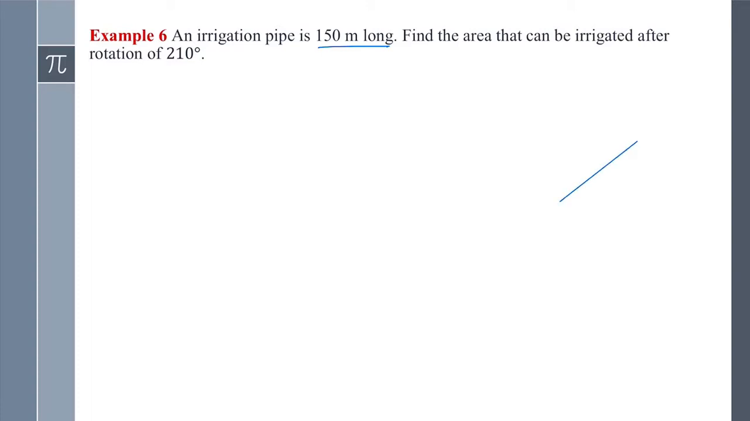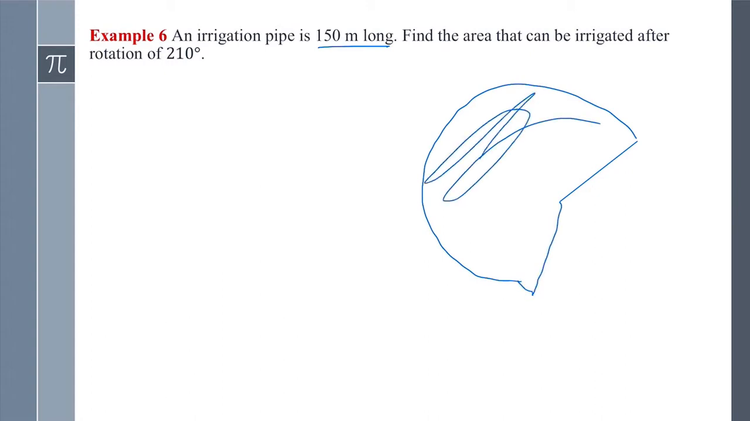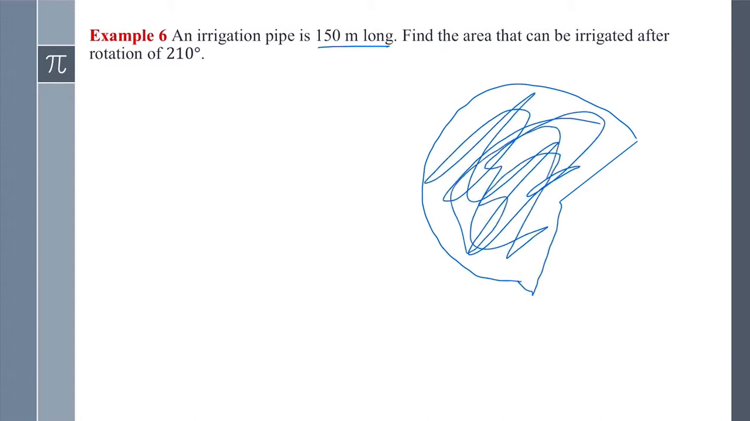Now we rotate this, and then when we rotate that through 210 degrees, it covers some area. So we are finding the area of this region that can be irrigated. Basically this angle is 210 degrees and the length of the pipe is the radius, which is 150 meters. So now, using the area of a sector, we can find the area that can be irrigated.